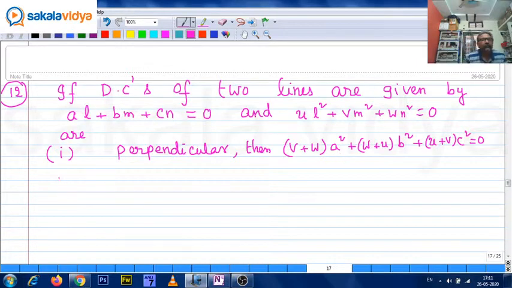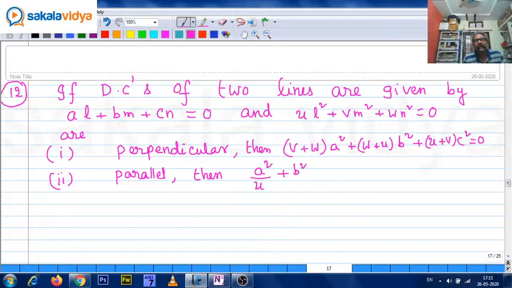Okay. Second point, parallel. Then A square by U plus B square by V plus C square by W equals 0. Yes, for every competitive entrance examination, it will be useful. Dishwank, you are absolutely correct.